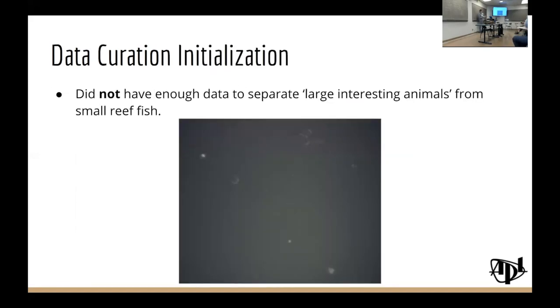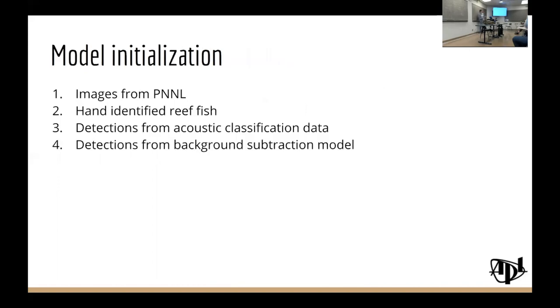And so because we didn't have enough data to start this, we didn't have enough data to say this is a larger interesting fish versus smaller reef fish, we had to start with a more generic all fish model. So for our initial model, we utilized a lot of the PNNL images that I showed earlier from the dam. We hand identified reef fish, because they're present in almost all images, this was relatively easy to find. We took detections from an acoustic classification model, and then also from our background subtraction model. Even though the false positives were very high, we were able to identify a few cases that we can use for our deep learning model.